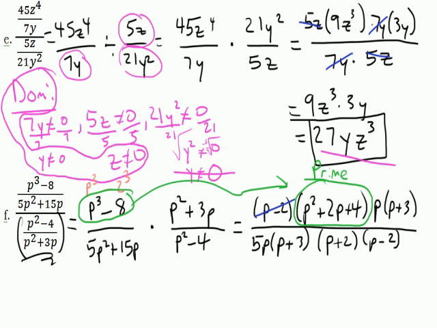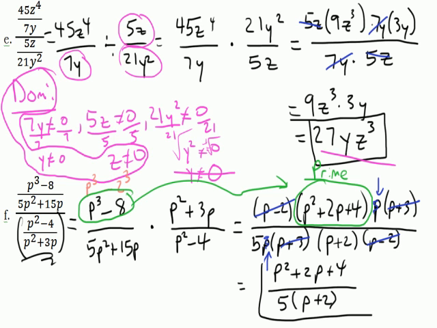I have p minus 2 in common. I have a p plus 3 in common. If I look really carefully, I see this p here and this p here, so I'm going to cross those out because they were in common. I'm left with in my numerator, let's see if I can get everything. This is p squared plus 2p plus 4 divided by, in the denominator, 5 times p plus 2. And as each of those 3 terms are prime, that's my simplified expression.